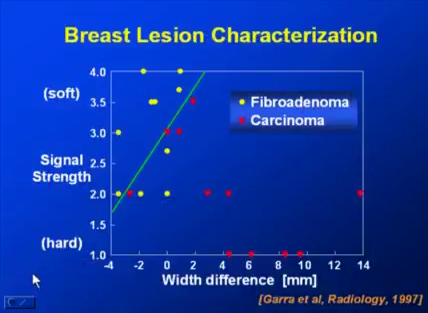If you look at the paper by Brian Garra in Radiology in '97, this is his data from that study looking at width differences versus signal strength, where higher numbers are softer and lower numbers are harder. And they were trying to see if they could separate fibroadenoma in yellow from carcinoma in red. And the hope is that if we can categorically say that lesions that fall in this region would be benign, then there would be a chance of reducing the number of unnecessary biopsies that are performed in the breast every year.